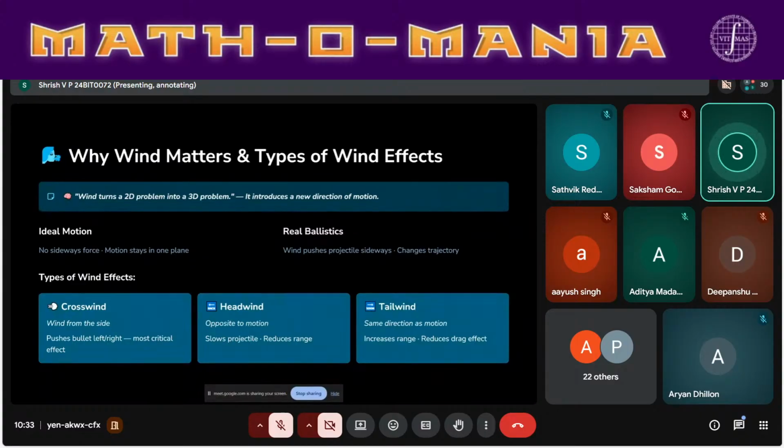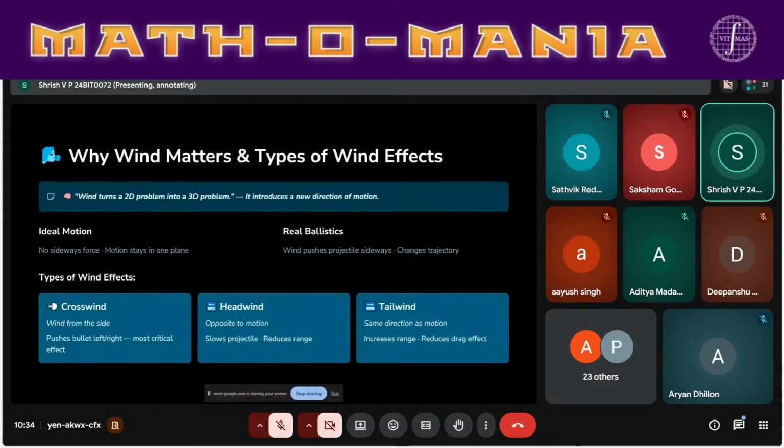But the moment we introduce wind, the projectile experiences a sideways force. So now, in addition to forward motion and up-down motion, that is vertical motion, we also have sideways motion, which means we now need a new axis. X for horizontal motion, Z for vertical motion, and Y for sideways motion, which is caused by the wind. So the trajectory is no longer a simple curve in a plane; it becomes a full 3D path.